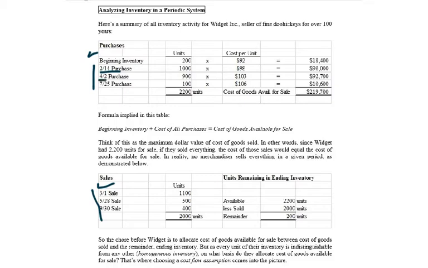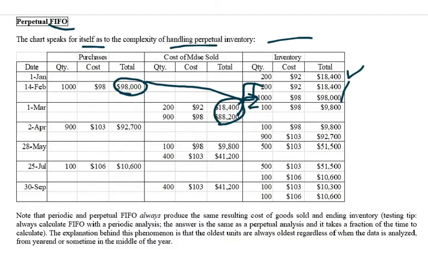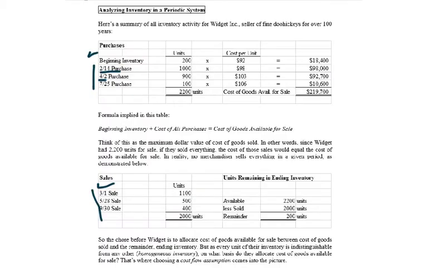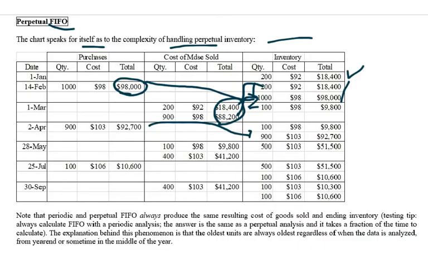All right, so again, what's up next chronologically? So we had another purchase on April 2nd. So that's going to be 900 at 103, same as before. Slide those units on the bottom there so you maintain the chronology. So we have 100 at 98 and 900 at 103. So we sell, that's our next thing chronologically. We have a sale of 500 units on May 28th.